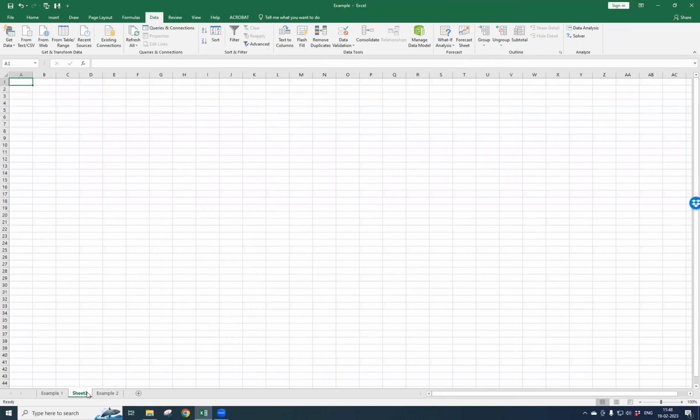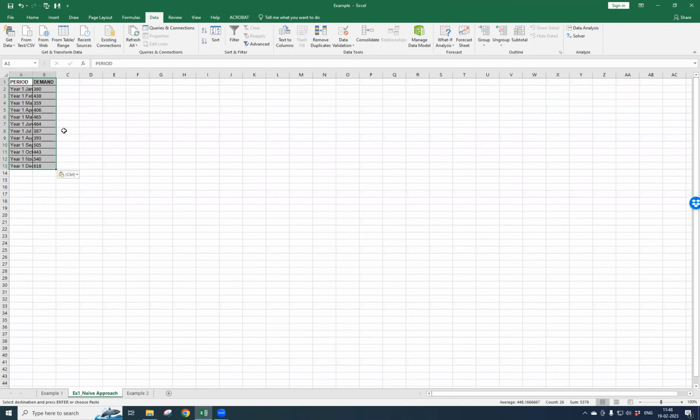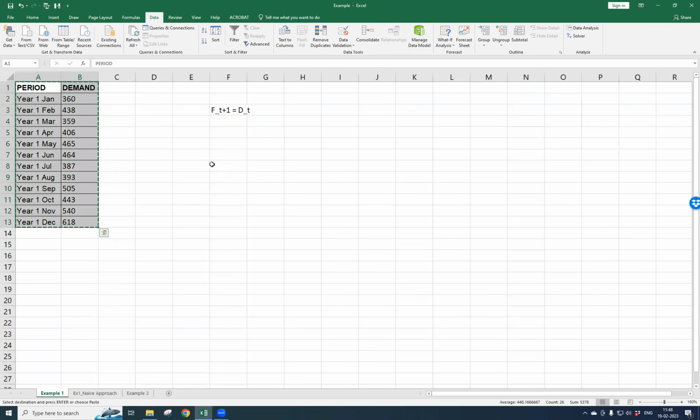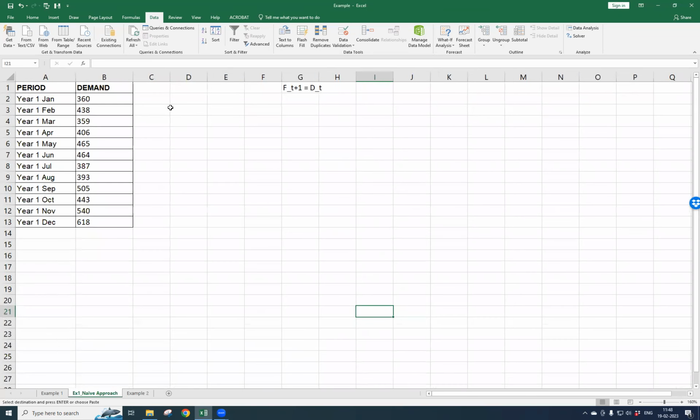So first I'm going to create example 1, naive approach. In case in the exam you are given questions based upon these forecasting, try to apply the concepts that we have discussed. That is, we will not ask you the entire procedure to do this particular thing, but we will be expecting you to understand the concept of this. So I'm going to use the same concept over here.